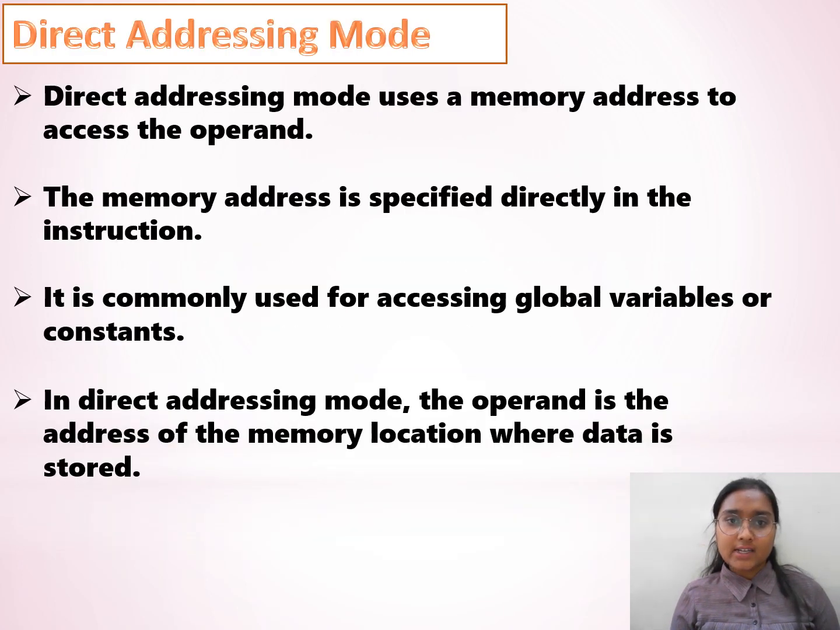Next one is direct addressing mode. Direct addressing mode uses a memory address to access the operand. The memory address is specified directly in the instruction. It is commonly used for accessing global variables or constants. In direct addressing mode, the operand is the address of the memory location where data is stored.